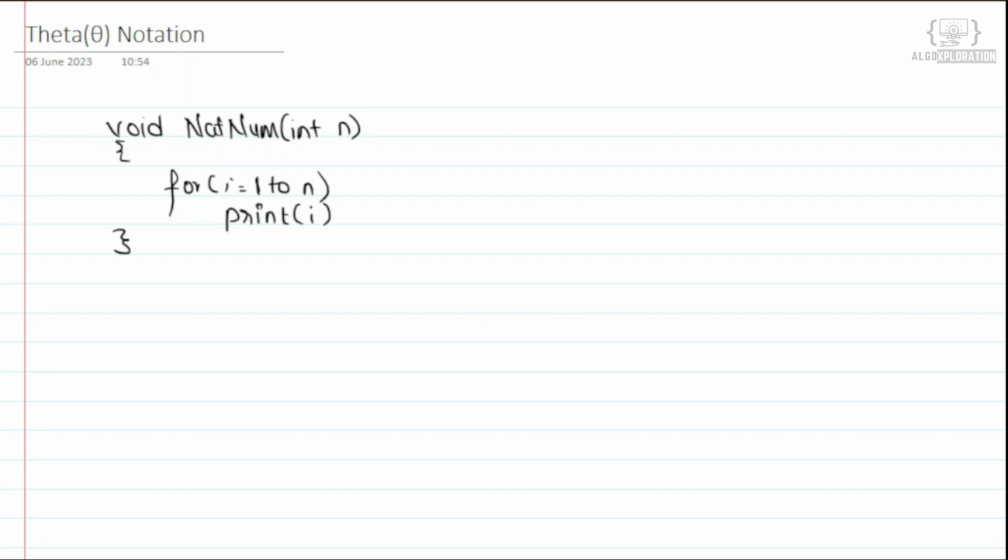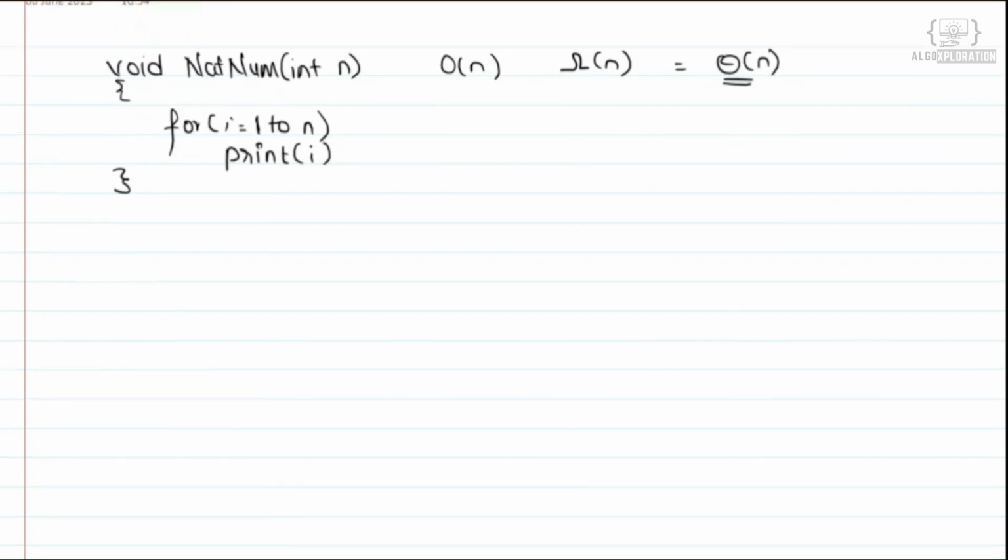Here the worst case time complexity of this algorithm will be order of n, and the best case time complexity of this algorithm will also be omega of n. So we can say that the time complexity of this algorithm is bounded between an upper bound and a lower bound. Therefore, we can say that it is theta of n. Let's take a look at the definition.